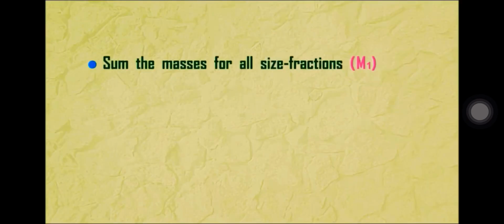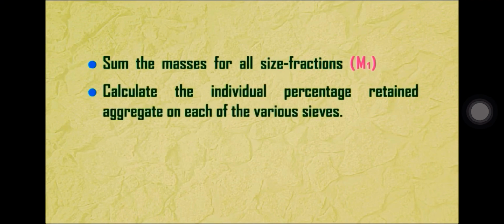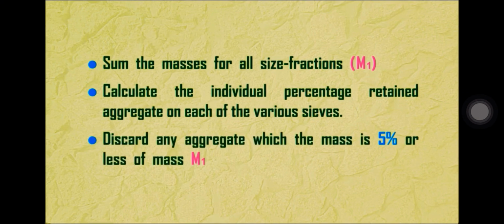Sum the masses for all size fractions, M1. Calculate the individual percentage retained aggregate on each of the various sieves. Discard any aggregate whose mass is 5% or less of mass M1. Record the mass remaining, M2.